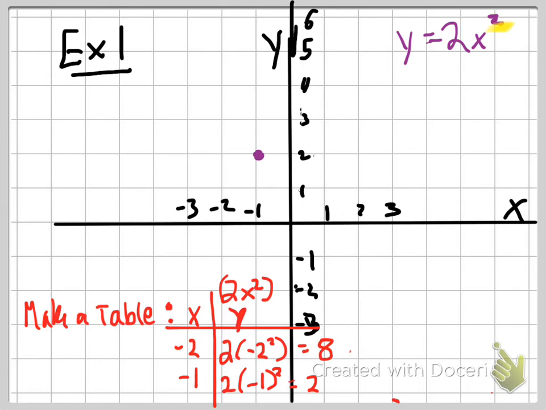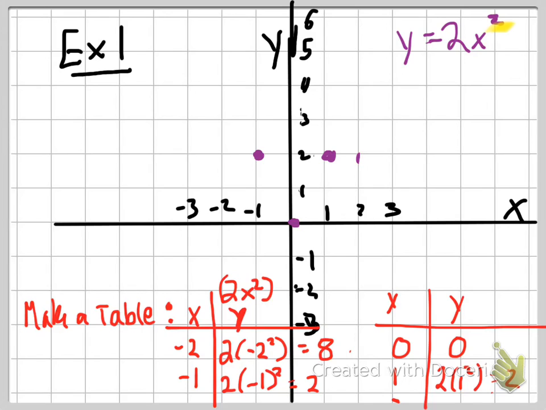Okay, I'm going to keep going with my table over here. I'm going to put in 0. My y value is going to be 0. It goes through the origin. Let's put in 1. 2 times 1 squared. What do you know? That equals 2. Oops. Sorry, that's 1, 2. I'm going to put in 2. Now 2 times 2 squared equals, 2 squared is 4 times 2 is 8. So I'm going to connect my dots here.